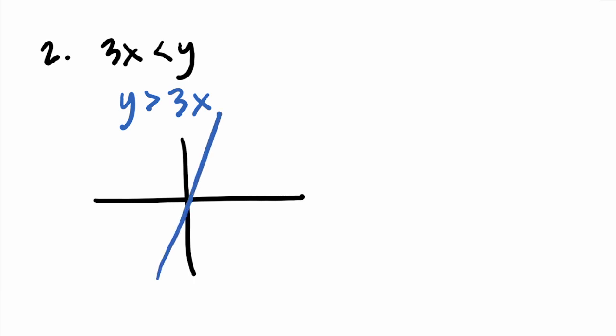Okay, and so if I was going to sketch that, I know what y equals 3x looks like. That would be a line with slope 3 going through the origin. But since this is greater than, I know it's going to need to be a dotted line. And since y is greater, I'm going to start up here. Okay, look for the y-axis. Where is y bigger? And then we're going to shade on that side.